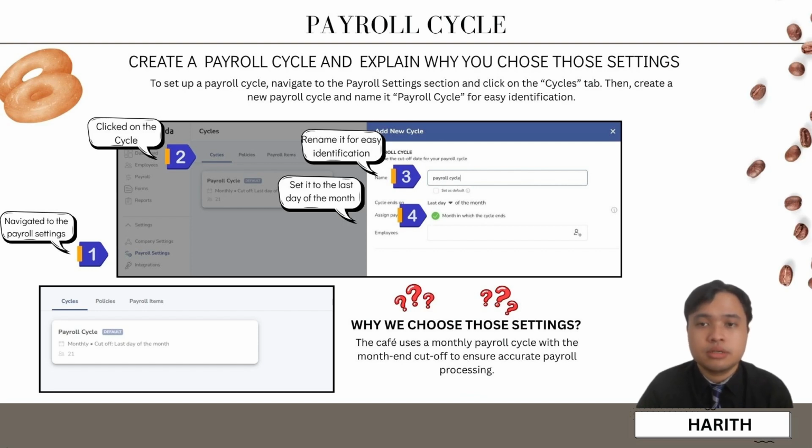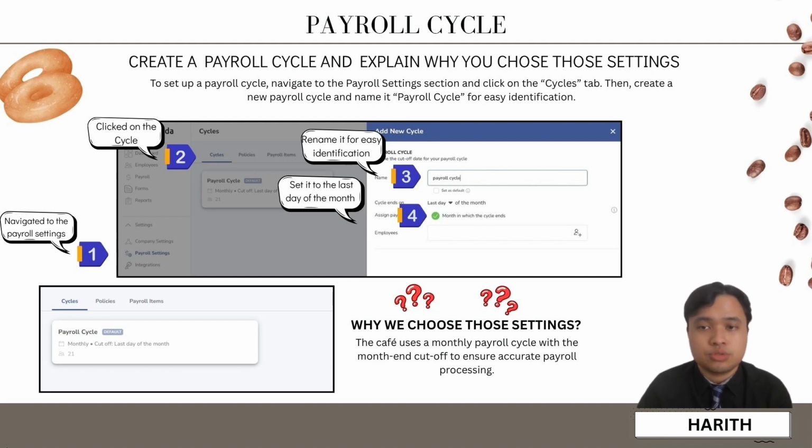Moving to B, create a payroll cycle and explain why you chose those settings. Go to the payroll settings and select payroll cycle. Click Add. Enter the payroll cycle name, set the cycle end date and payroll month, then click Save.